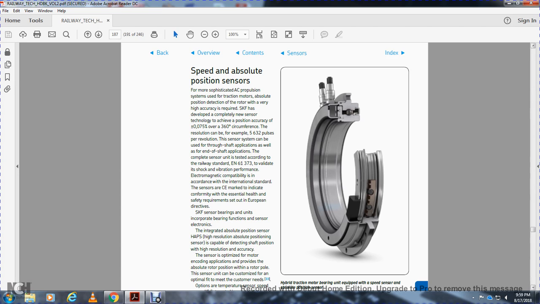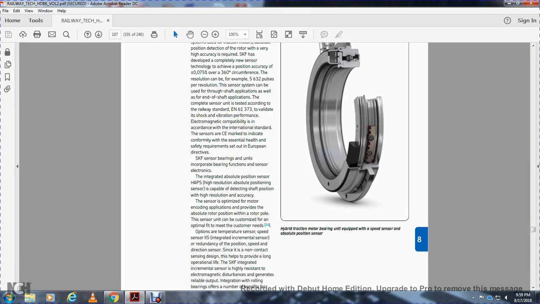The sensor application can be used at the through shaft of the application as well as at the end of the shaft. The complete sensor unit conforms to the railway standard EN 61373 for shock and vibration performance, and electromagnetic compatibility according to the international standard. The CE mark indicates conformity with the essential health and safety requirements of the European directives.